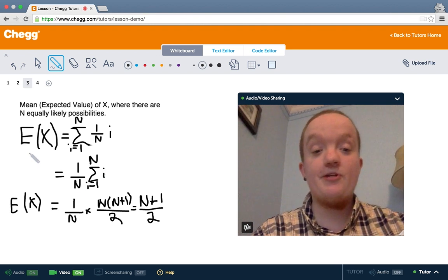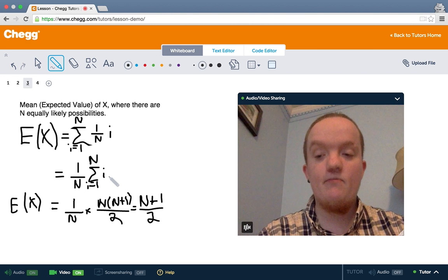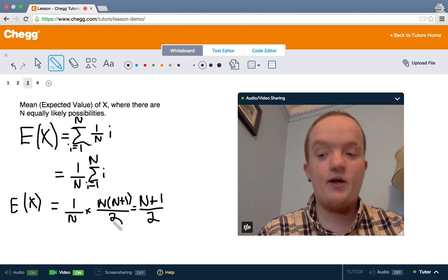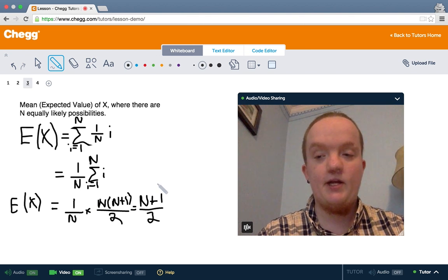I'm not going to go through the derivation, but we know that the sum of the numbers from 1 to n is simply n times n plus 1 over 2. Since we divided all of that by 1 over n in the beginning, we end up with the expected value, or the mean, of this distribution as n plus 1 over 2.